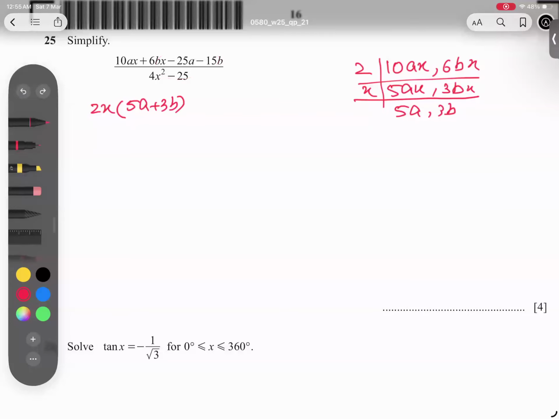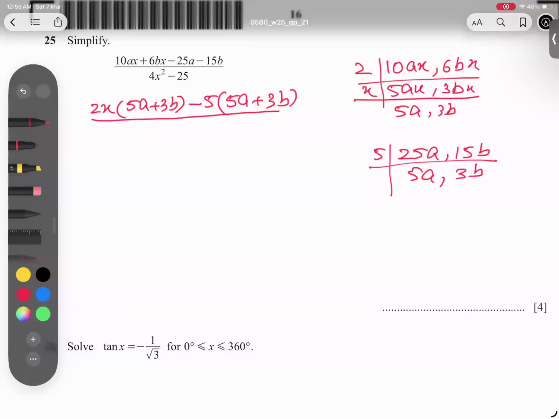And what about this? Let me try this one, 25a and 15b. So table of 5: 5 5s are 25 and 5 3s are 15. So check it. The problem is this matches, but the sign does not match. Both signs are negative. If I take negative common and 5 also common, what will happen inside? Same values but with the positive sign. So I got 5a plus 3b. So the upper part is done.